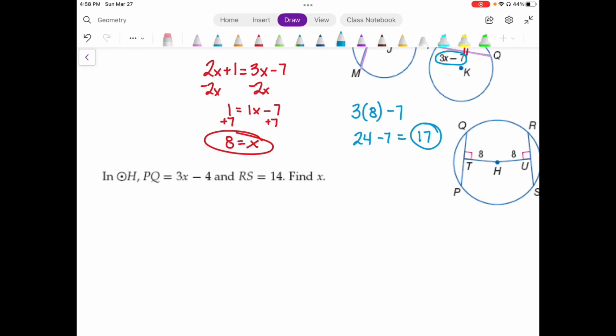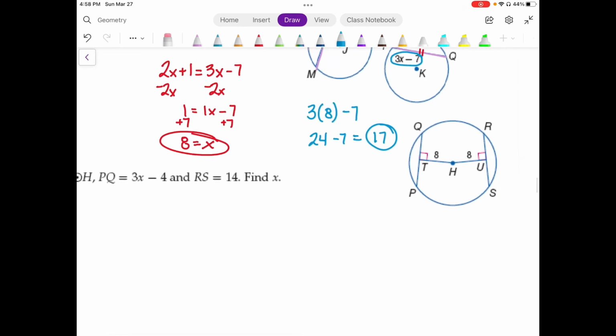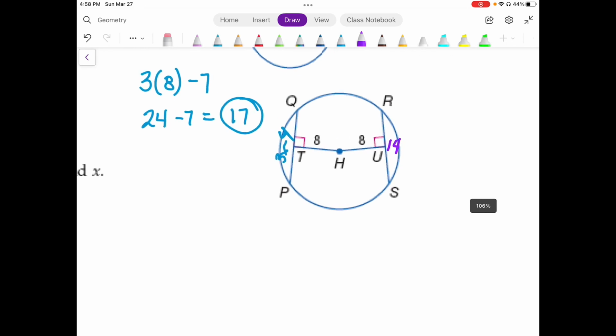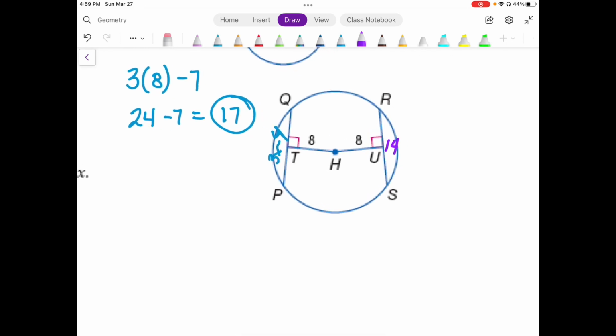Okay, last one. In circle H, PQ is 3x minus 4. Going to label that really quick. 3x minus 4. And I know RS is 14. That's 14 right here. I need to find x. Now, this goes back to the equidistant chord theorem. These two chords are equidistant from the center. Here's the center. Here's the distance from the center. Both of those distances are 8.